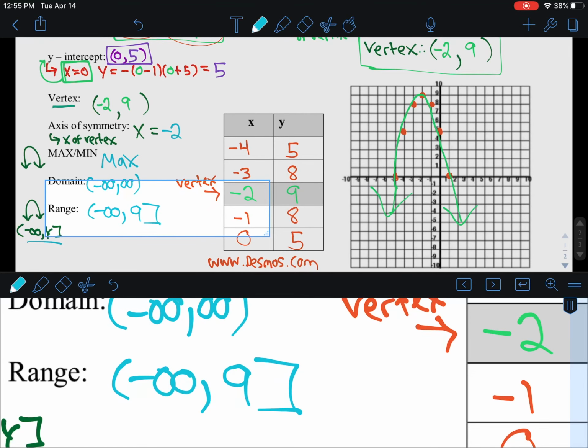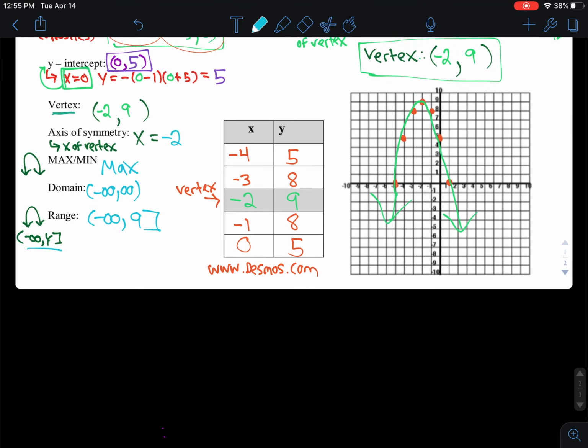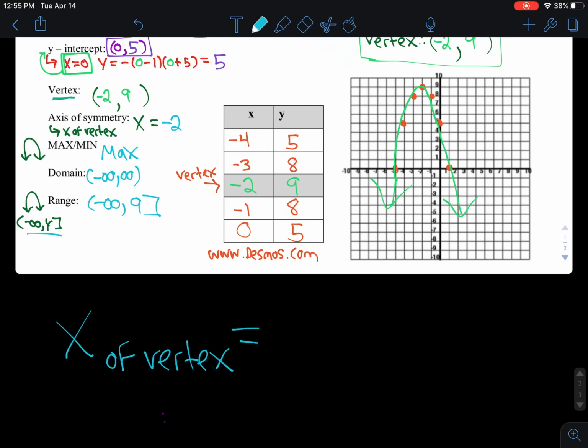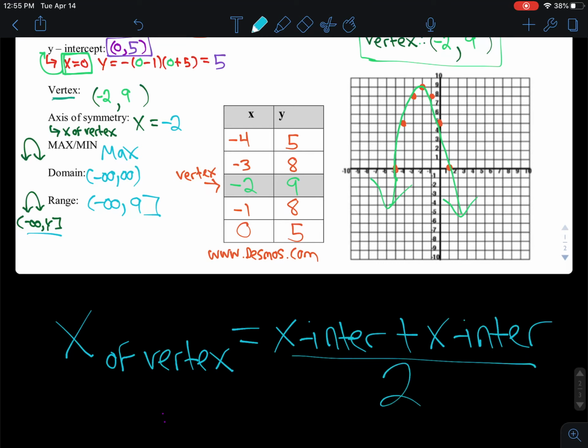Well, I hope that helps. Again, that's how you can graph in factored form. Remember, it's really important to understand that the x of the vertex is you add your x-intercepts, which are the opposites of what show up in the equation, and then you always divide by 2. Again, that will help you find the x of the vertex, then you plug that in to figure out the y of the vertex, and then you can use Desmos.com to help you create the table.